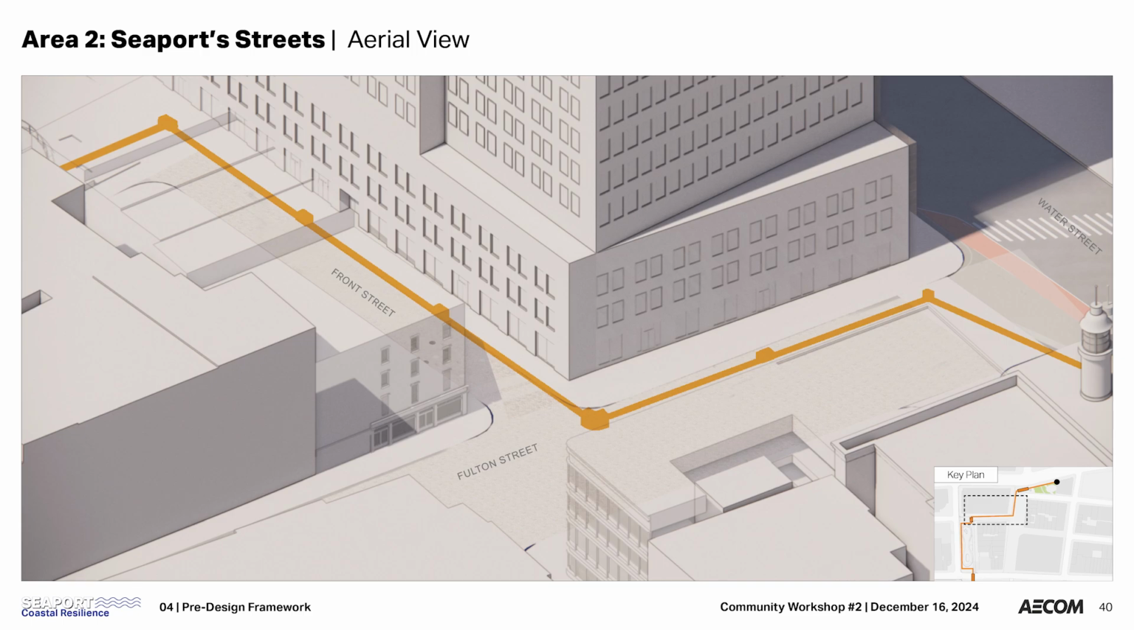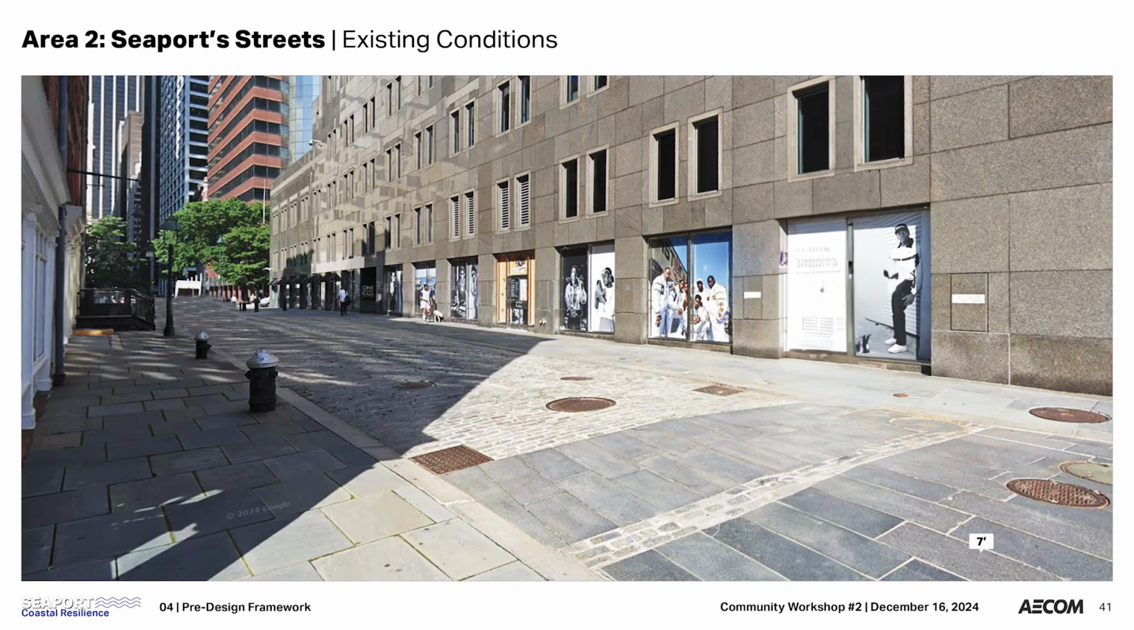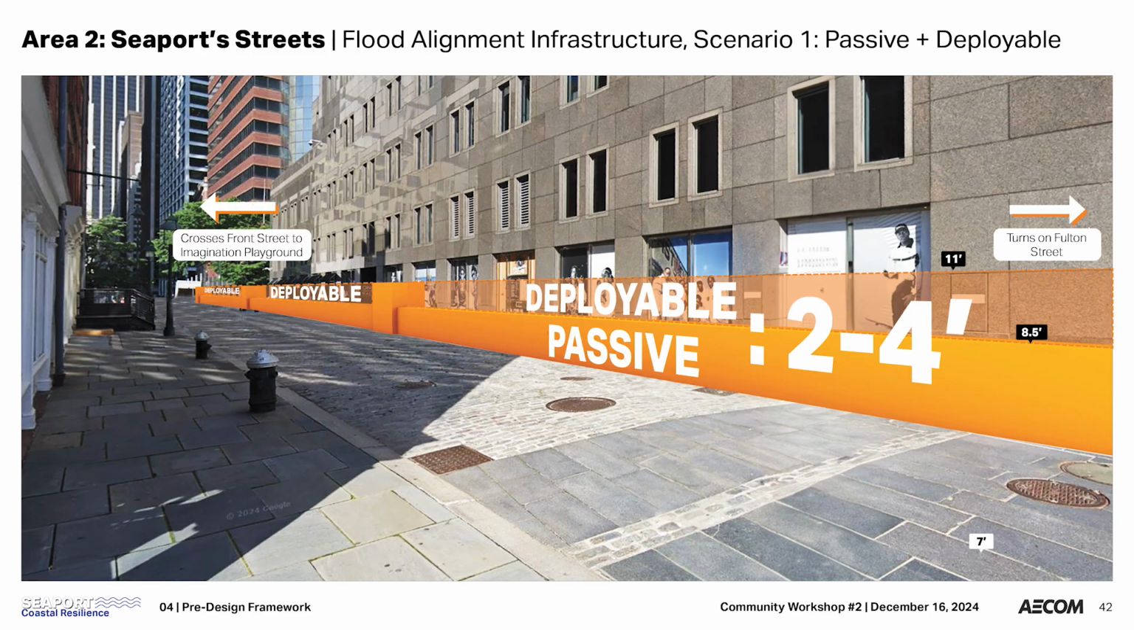So we're going to move on to the next area of focus, and that is the streets, particularly Fulton and Front streets as you navigate the alignment. If you go to the next slide, please. Here's an image of the existing conditions of what John Street looks like. Now we have two scenarios here for you for discussion.